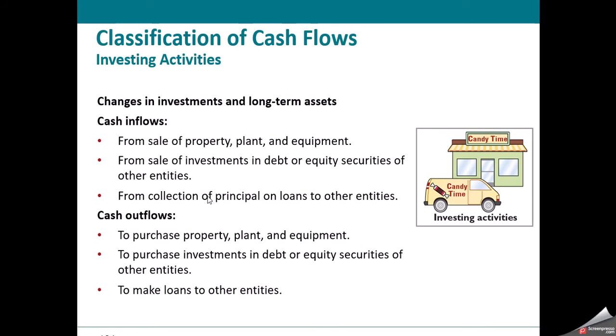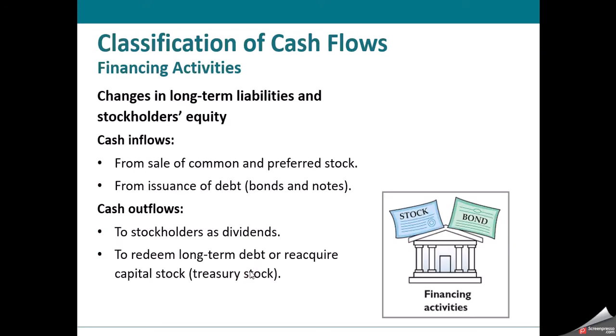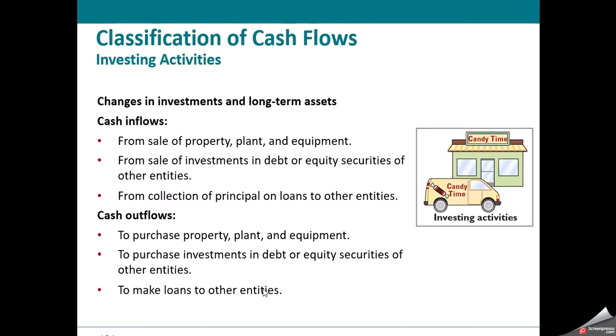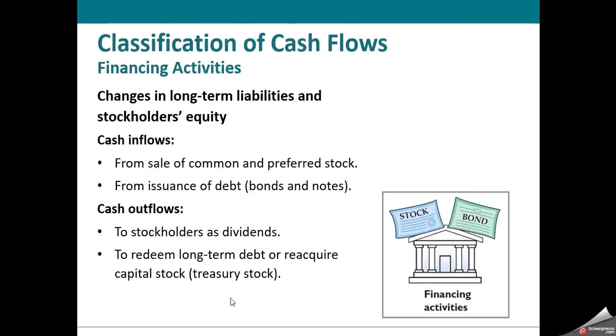And then if we had loaned other companies money and they were paying us back, that would be another type of investment. The outflows in our investments and our long-term assets are, we could be purchasing property, plant, and equipment, so that'd be a use of our cash. We again could invest in the stock market or the bond market, and that would be a use of our cash. And then we could make those loans.